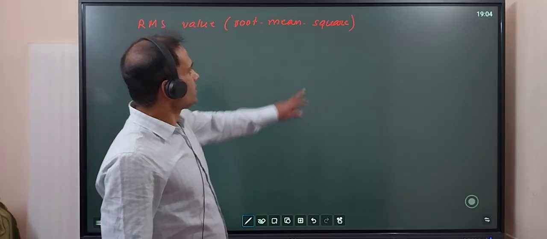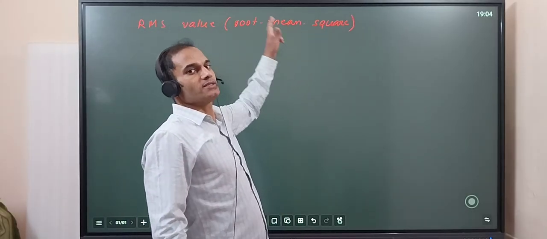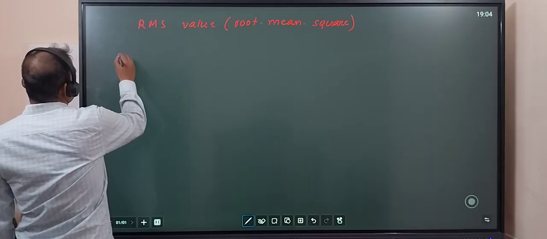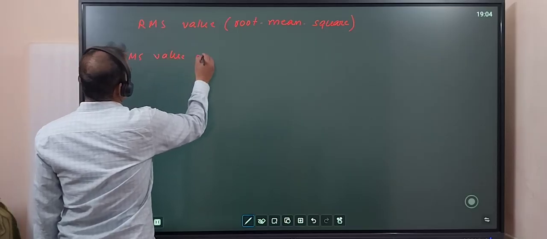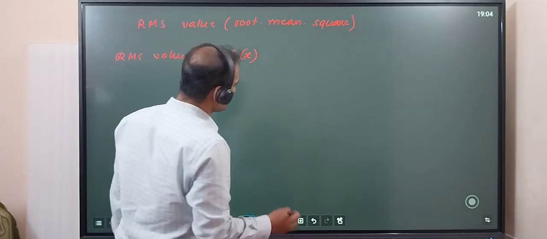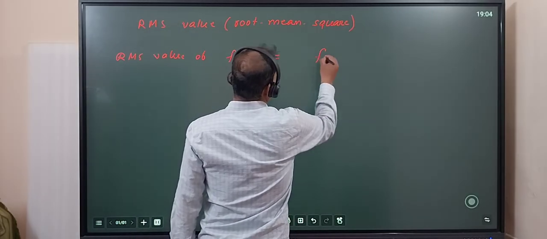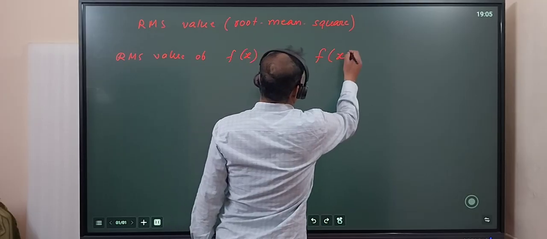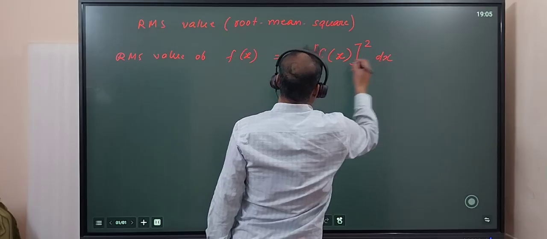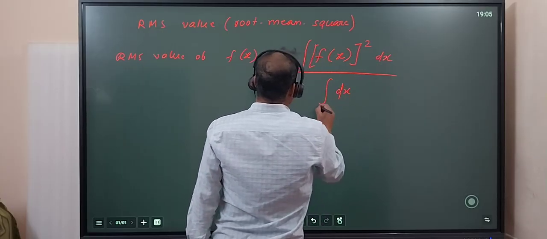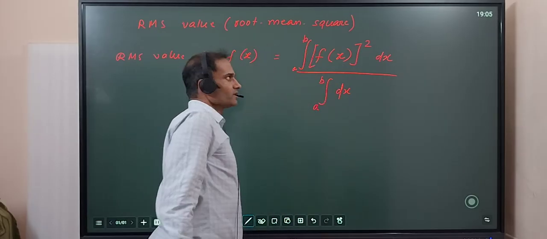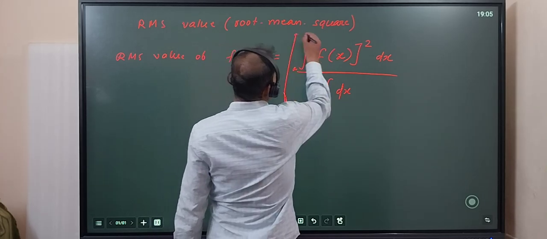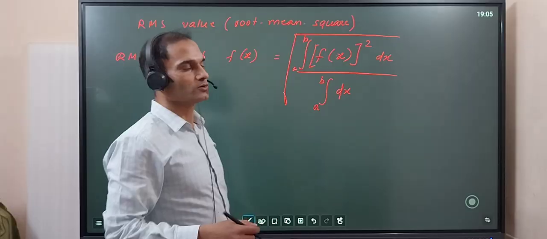So what we do? We first find the mean of a square, then take the root. So how to get the mean of a square of a function? How to get the RMS value of f(x)? It is a function of x, so we square the function, then integrate, and we are trying to find it between two limits. This is the mean of a square. If you take the root, it will become root of mean of a square.